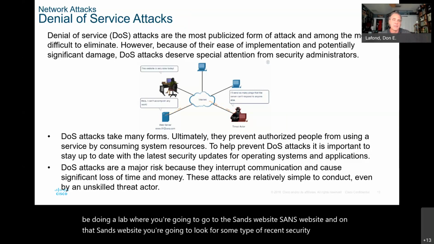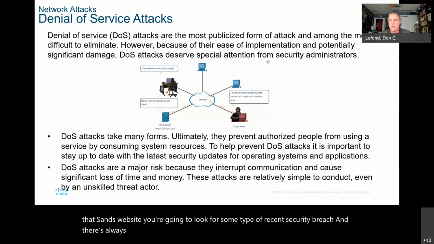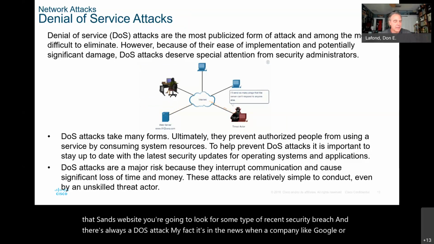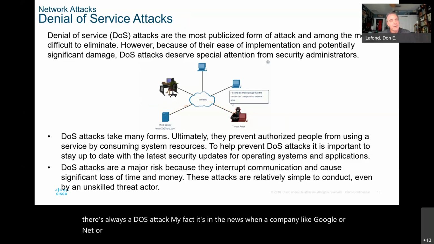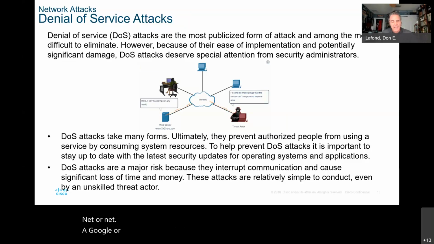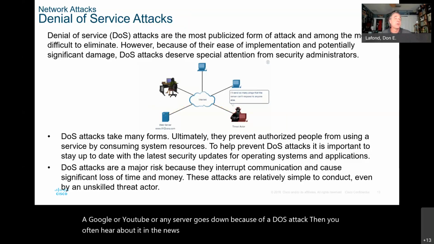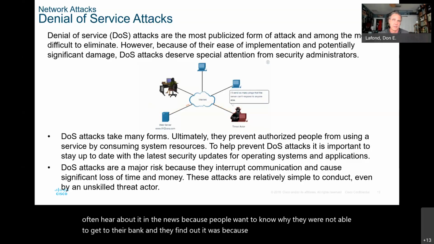And there's always a DOS attack. Matter of fact, it's in the news when a company like Google or YouTube or any server goes down because of a DOS attack, then you often hear about it in the news, because people want to know why they were not able to get to their bank.